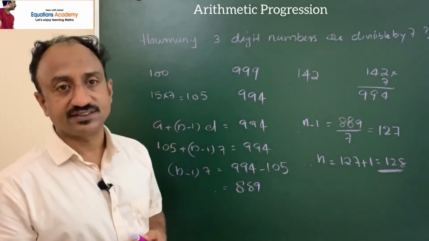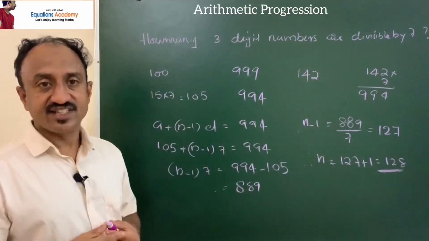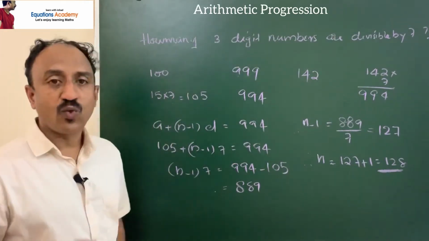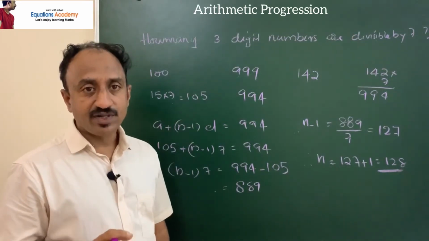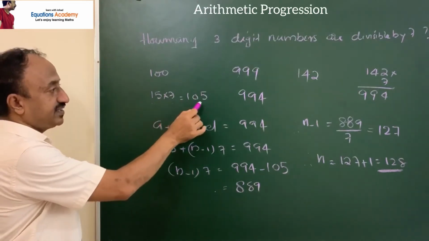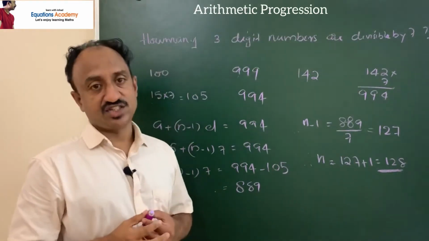10 into 7 is 70, 5 into 7 is 35. So, 15 into 7 is 105. That is the first 3-digit number which is divisible by 7. 15 into 7, we get 105, that is the first 3-digit number.